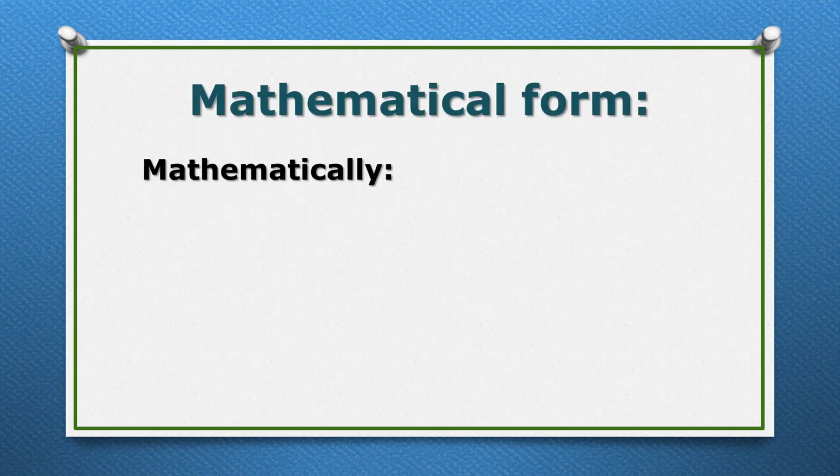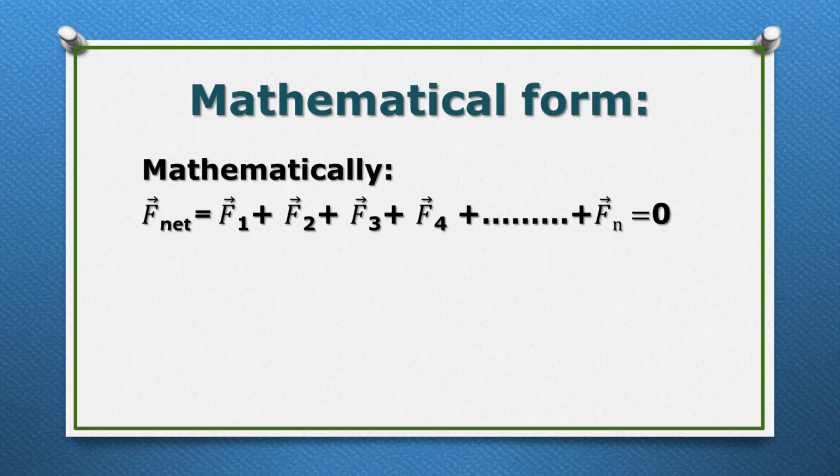If we talk about the mathematical form of static equilibrium, let's say that we have different forces acting on a body, F1, F2, F3 and so on up to Fn. Then what should be there? The sum of all these forces must be equal to 0, because by definition the vector sum of all the forces acting on a body must be 0. So this is the mathematical form: F net is equal to F1 plus F2 plus and so on up to Fn is equal to 0.